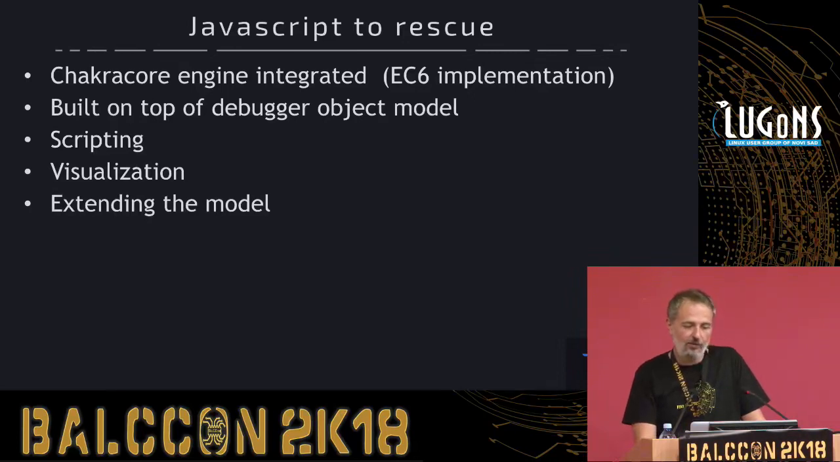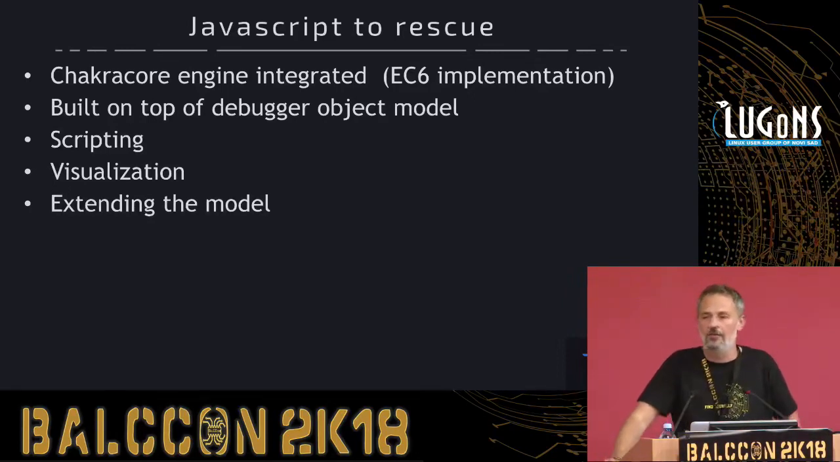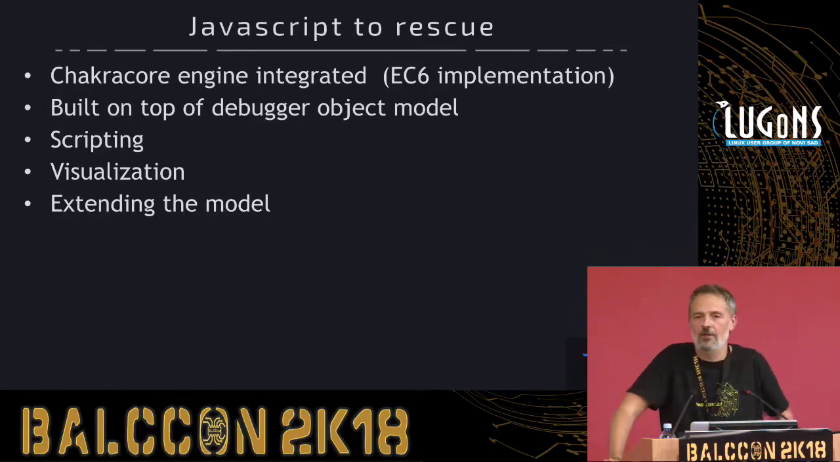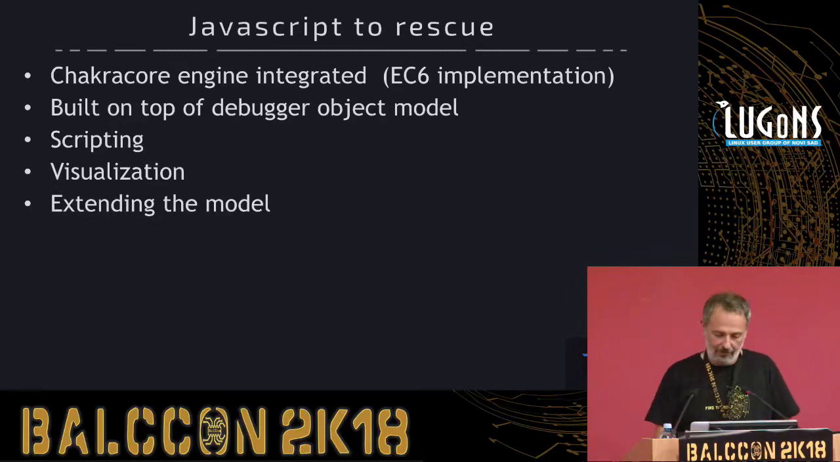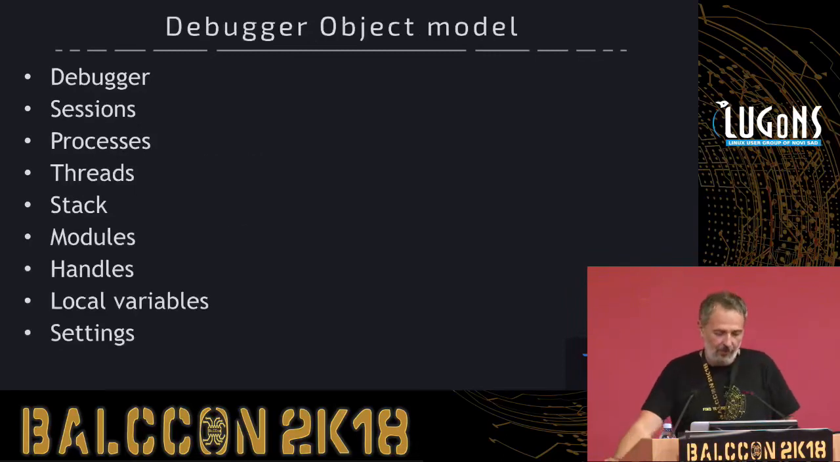JavaScript doesn't allow you just to script, but also to extend the object model. So for example, if you need some additional field for the e-process structure, or you're interested in some particular combination of two fields, you can create your own field, and suddenly that object and structure will have the additional field. It allows you to extend that, and that's very powerful.